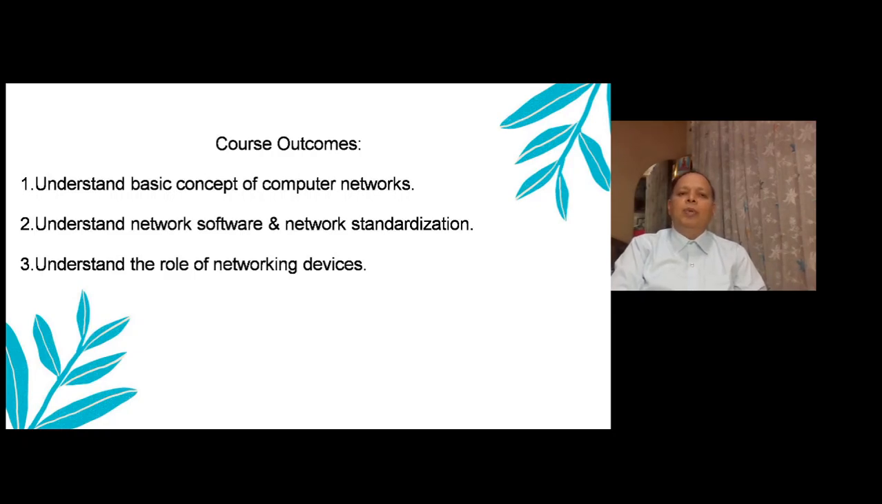So, for example, computer network comes in various forms and various sizes. Even your mobile, say, smartphone, is the best example of computer network. It is a part of the computer network. So, it comes in different forms.